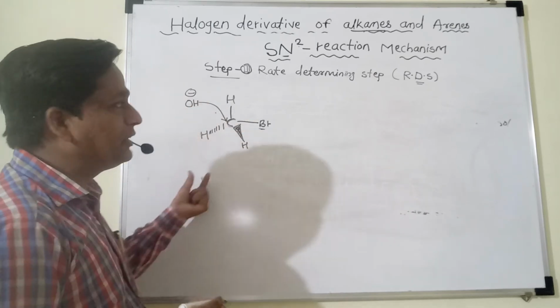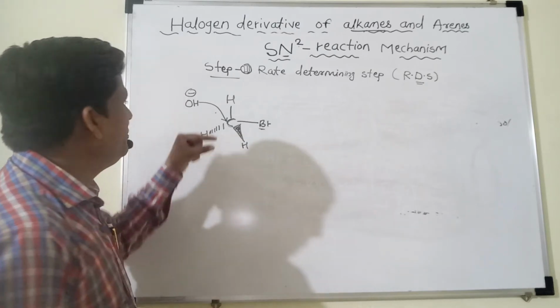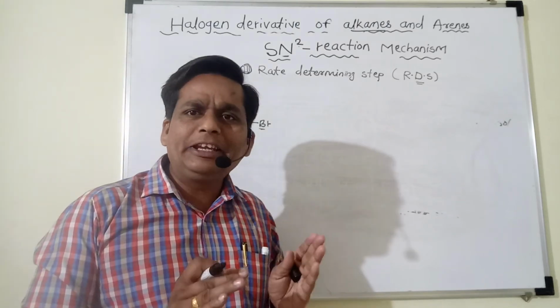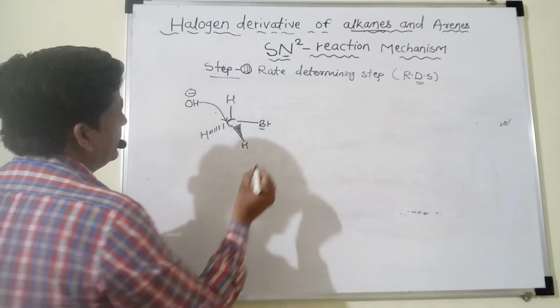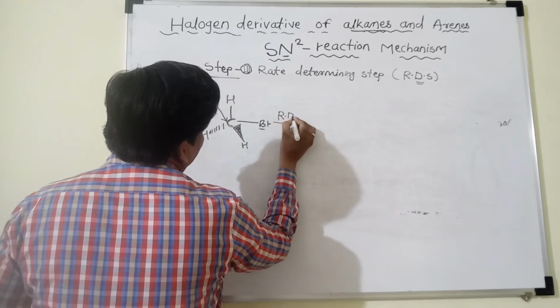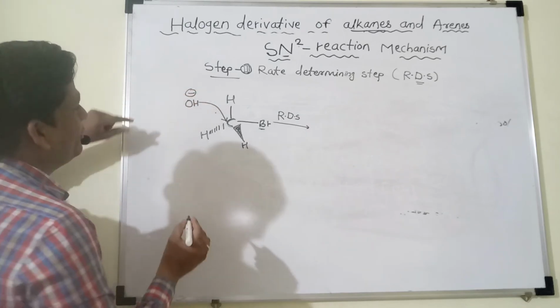I have already discussed SN1 reaction stereochemistry. If the backside is attacked, then there will be a change in configuration, that is nothing but the inversion in configuration. Okay, so this is the RDS, that means rate determining step. Okay, if the nucleophile attacks, then what happens?